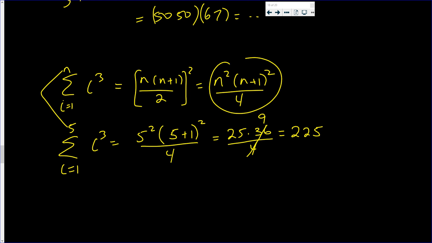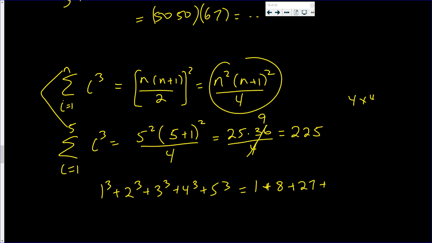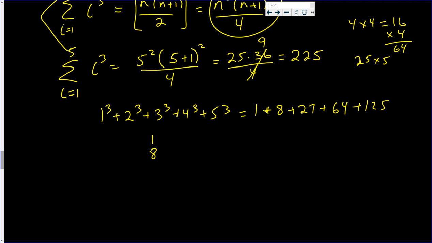Now, we can maybe do this: 1 cubed plus 2 cubed plus 3 cubed plus 4 cubed plus 5 cubed. Well, that's 1. 2 cubed is 2 times 2 times 2, which is 8. 3 cubed is 27. 4 times 4 is 16, and if you multiply that by another 4, you'll get 64. And 5 times 5 is 25. You multiply it by another 5: 25, 50, 75, 100, 125. And now we add up these numbers: 1, 8, 27, 64, 125.